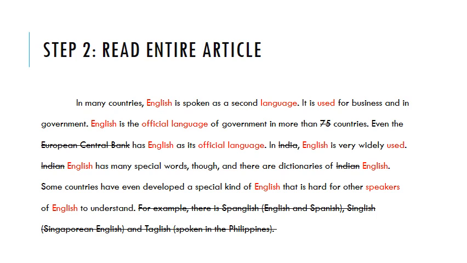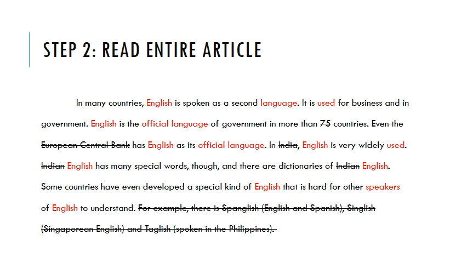So here's the next one. In many countries, English is spoken as a second language. It's used for business and in government. English is the official language of government in more than 75 countries. Even the European Central Bank has English as its official language. In India, English is very widely used. Indian English has many special words, though, and there are dictionaries of Indian English. Some countries have even developed a special kind of English that's hard for other speakers of English to understand. For example, there's Spanglish, English and Spanish, Singlish, Singaporean English, and Taglish, spoken in the Philippines.